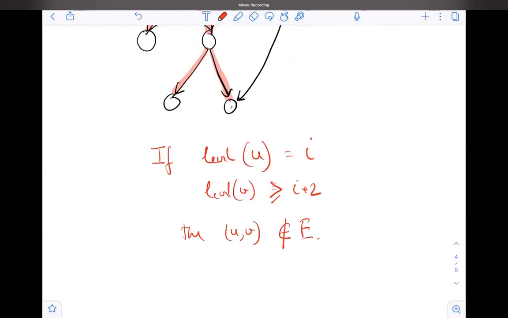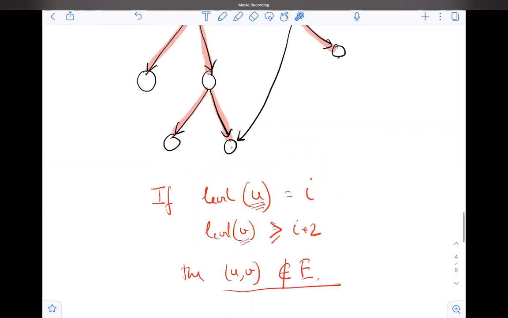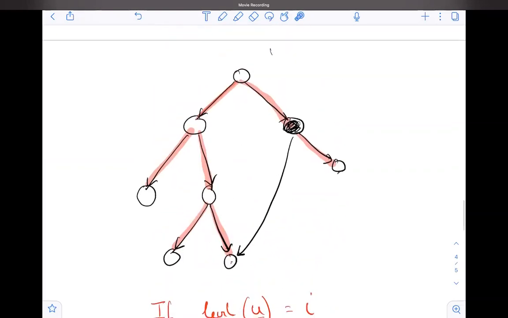Because you must have been dealing with U at some point of time. At that time, V is a neighbor of U. If U V is an edge, then when you are dealing with U, you would have looked at V and put V right at level I plus 1, not I plus 2. So such an edge is not possible.